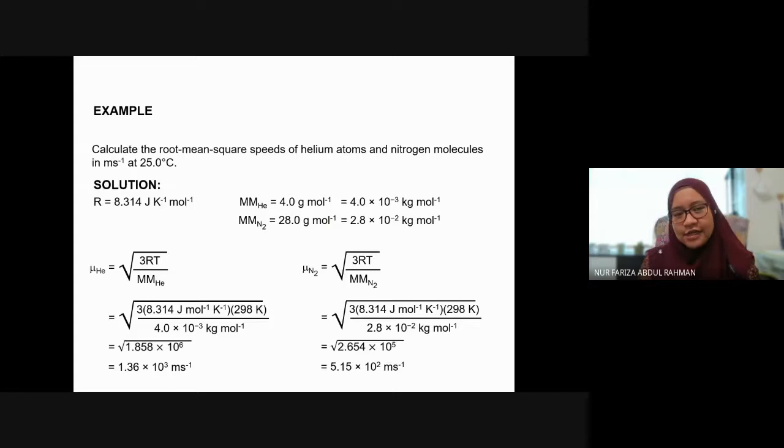Alright, so let's look at an example here. Calculate the root mean squared speed of helium atoms and nitrogen molecules in m s negative 1 at 25 degrees Celsius. This is the value of R that we are going to use. For the molar mass, please make sure you convert 4 gram per mole into kilogram per mole. Convert this first and then only use this formula. Put into the formula 3RT over molar mass and square root everything.